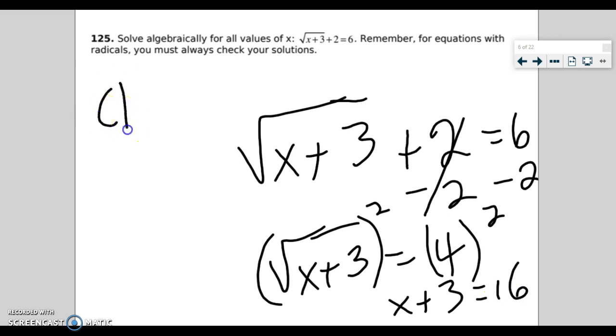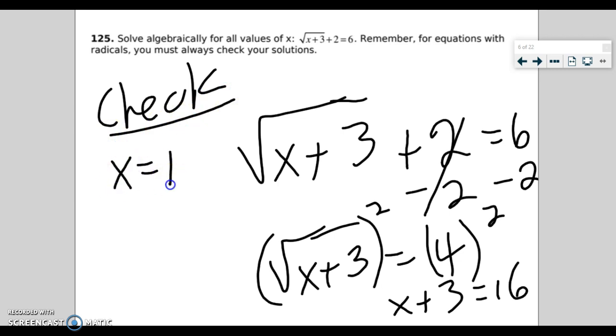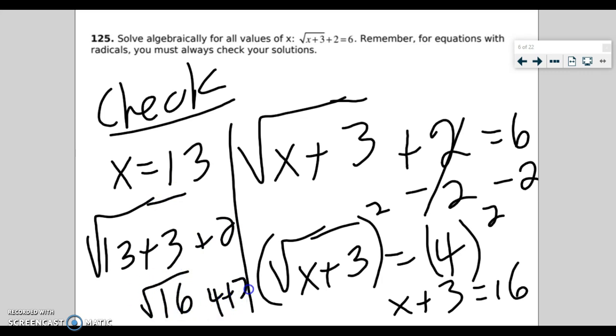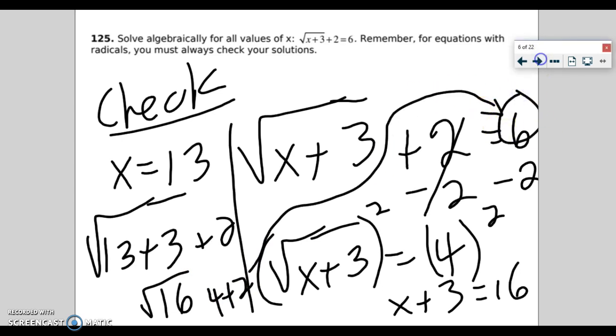Please remember, if you have time tomorrow to do your check, okay, your check means when you get your answer, you plug it back in. So if the answer here is x equals 13, check it to make sure it worked. So what you would do: 13 plus 3 plus 2, 13 plus 3 is 16, square root of 16 is 4, 4 plus 2 gives me my 6. So please make sure you check your work.